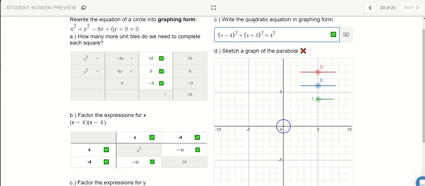All right, and now that we have it in graphing form, we can sketch it. So minus 4 moves it left. 1, 2, 3, 4. All right, y plus 3 moves it down. And I want a radius of 4. All right, and there we go.